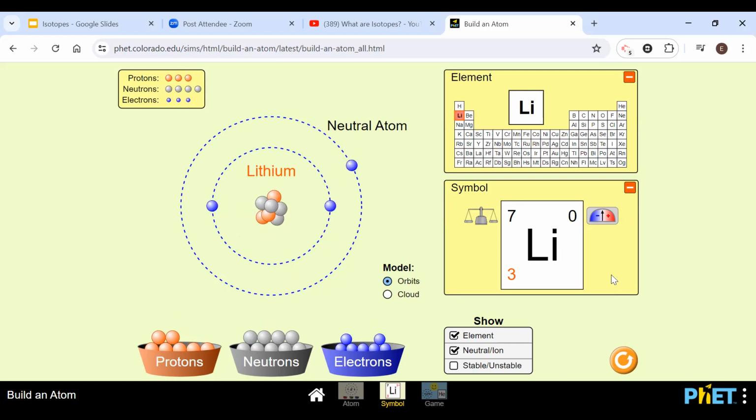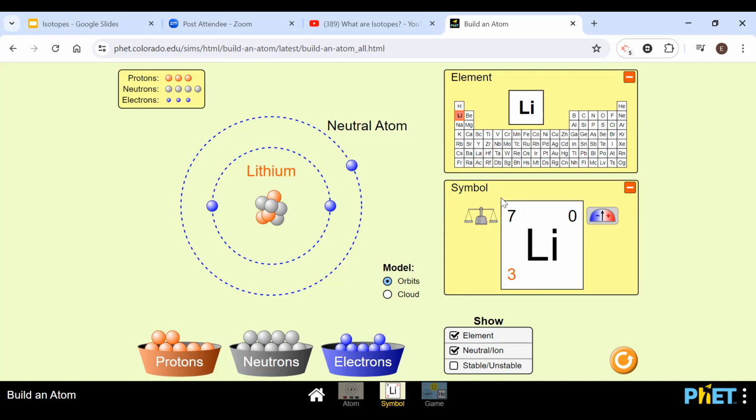Okay. From this, pause the video and think about what you observe. What do you think this is? This number 7 means what? This number 3 means what? This 0 means what? Pause the video. Okay, hopefully you thought about it.